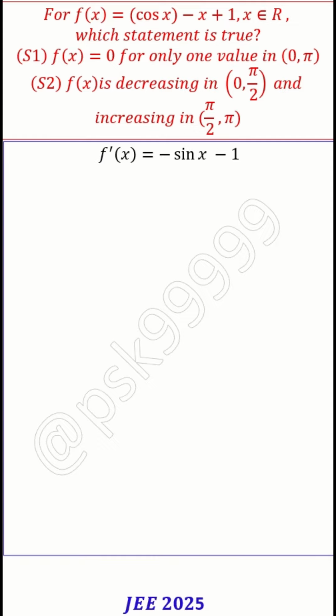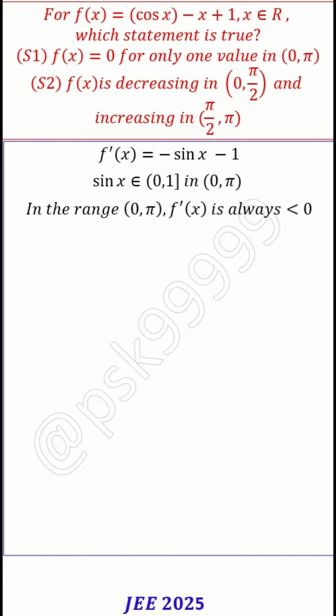So f dash x equal to minus sin x minus 1. Okay, and whether it is less than 0 or greater than 0, sin x is always positive in 0 to pi. Okay, the domain is 0 to pi, correct, which is given here. So in 0 to pi sin x is always positive, so this expression is always negative, correct. This expression is always negative. So in the range f dash x is always less than 0, which means it is strictly decreasing.